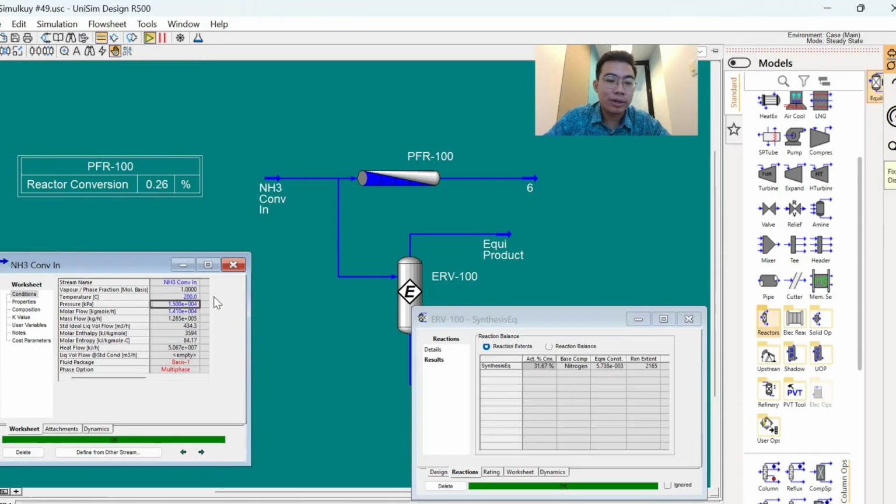Now I try to increase or decrease my pressure. For example, I want to make it 1E4. Yeah, you could see I get less conversion and also less equilibrium conversion. You could see that I get less PFR conversion and also less equilibrium conversion. Okay, so if I have more pressure here, it will increase both my PFR conversion and also the equilibrium conversion.